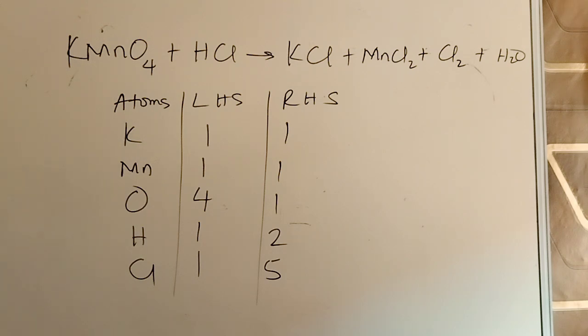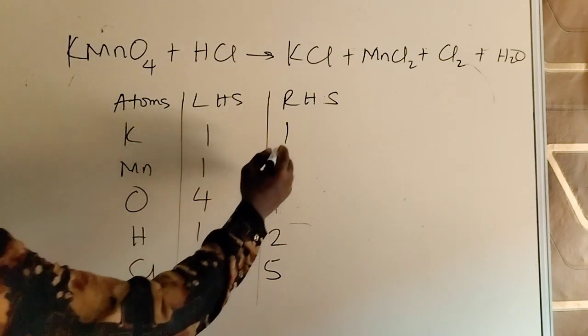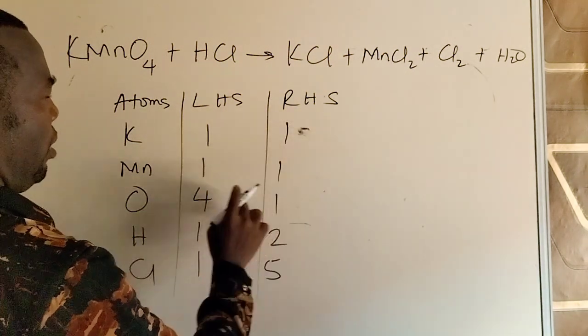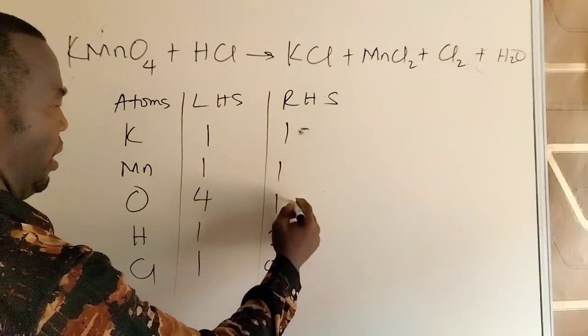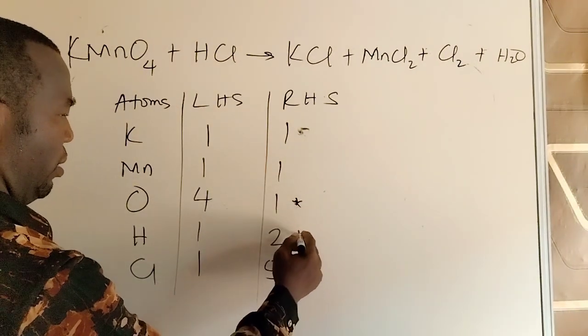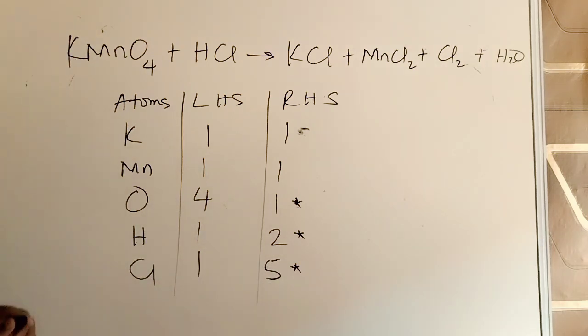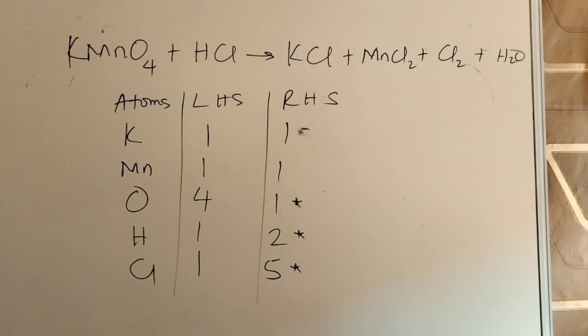So if you look at the equation, you see that potassium appears balanced, manganese balanced, oxygen unbalanced, hydrogen unbalanced, chlorine unbalanced. So the last three elements are not balanced. I can start with oxygen, I can start with hydrogen, I can start with chlorine. Okay, let's start with oxygen.